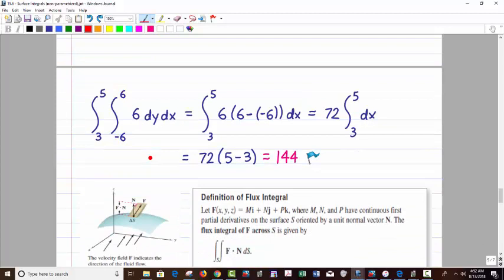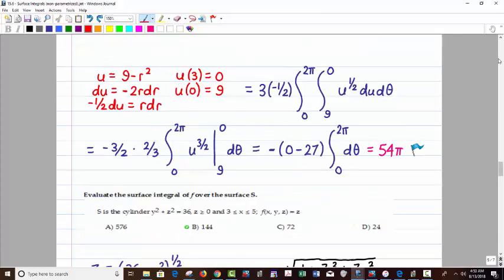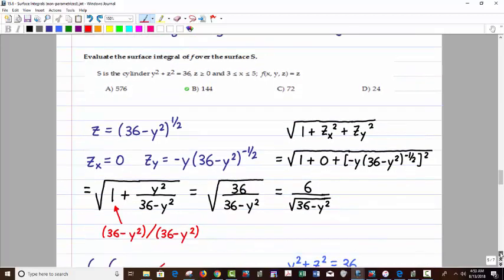So this is really easy. We're just integrating 6 dy dx, negative 6 to 6, 3 to 5. I'm not even going to go through that. That's so easy. Equals 144. Did that one have the answer there already? Yep, 144. Hooray!